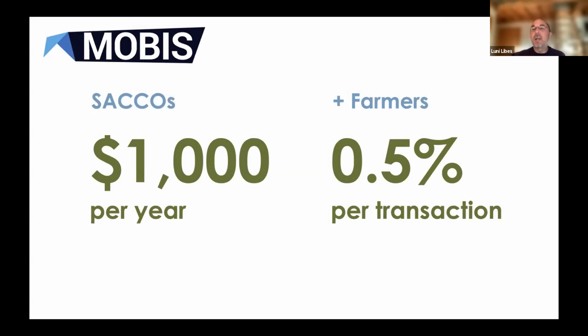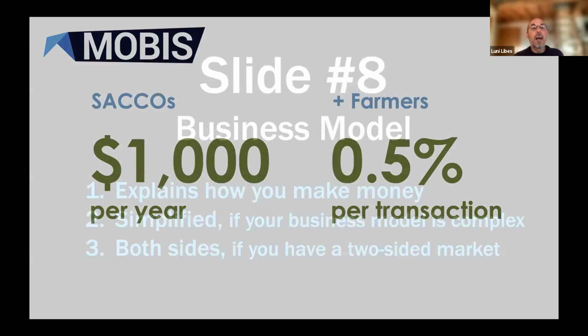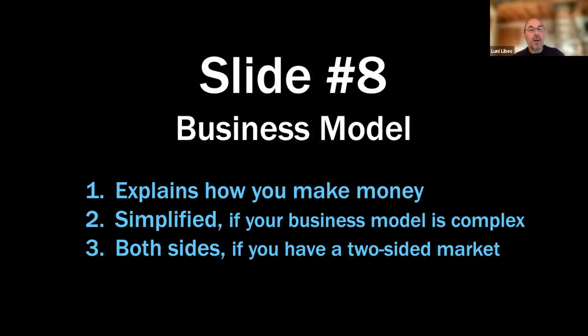Who do you charge? About how much do you charge? It doesn't have to be precise. About how much do you charge? How often do they pay? How do they pay? And so in this case, we have a two-sided model here. And so we had two numbers on the screen.